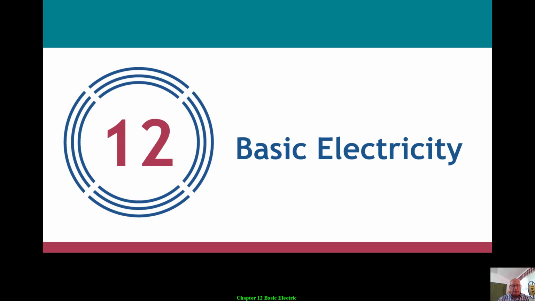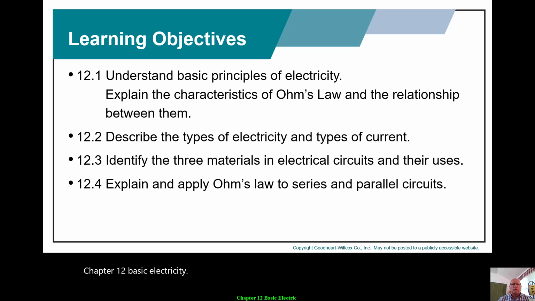Chapter 12, Basic Electricity. These are the learning objectives. Take a moment and review them.